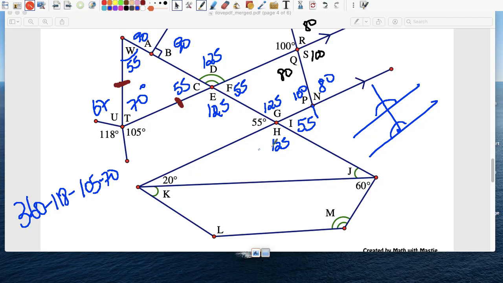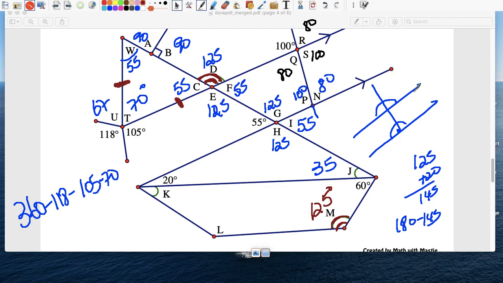Let's see at the bottom, 125, we need J. Well, I have 20 and 125. So 125 plus 20 is 145. It's a triangle, right? So 180 minus 145 is 35, which makes this guy 35. I was wondering why they had this little symbol here, these two lines here for angle D. Angle D is 125, and they have two lines right here, so they're telling you that angle D and angle M are the same value. So I can come back here and say this is 125.